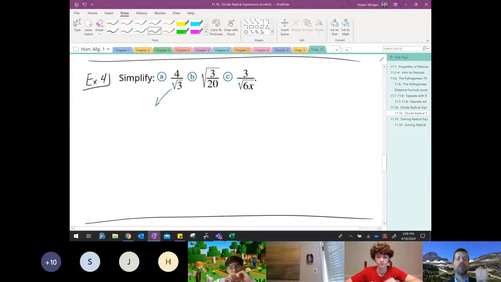All right, so for this first one, the problem is that there's a square root of 3 in the denominator, and I really would like to get rid of that by moving it up to the top.